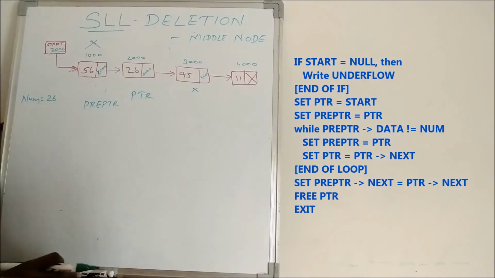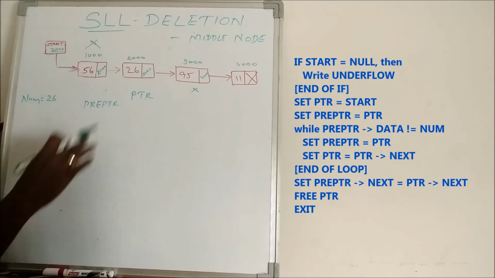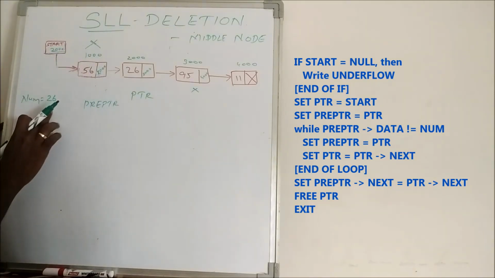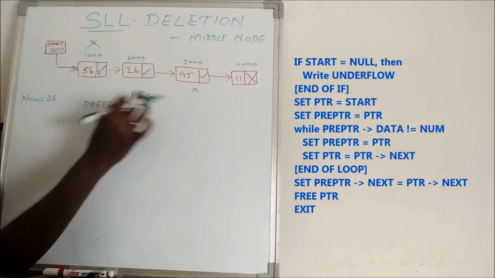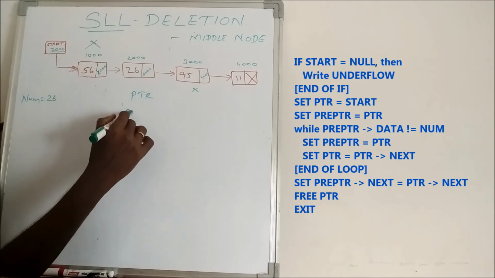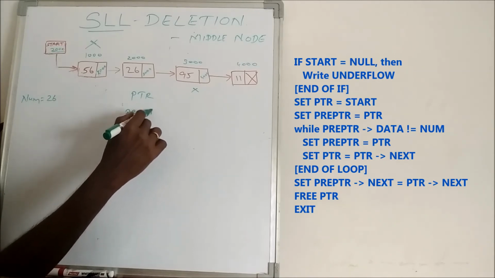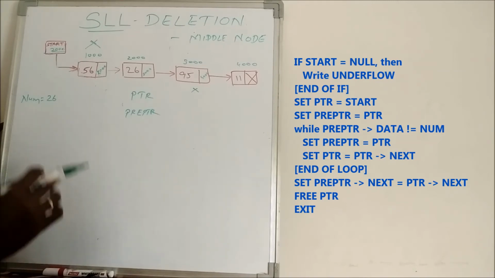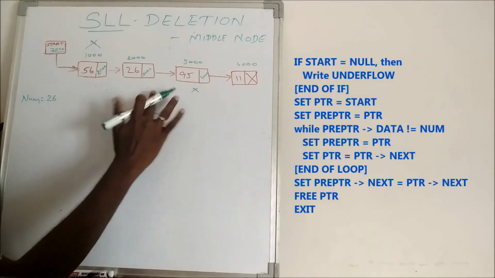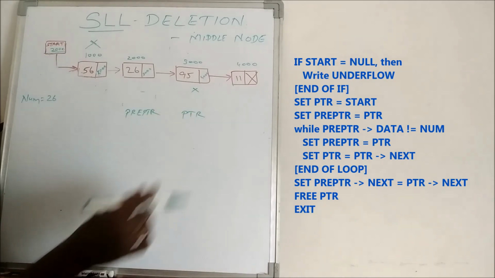Once again check the condition: pre-pointer data not equal to num. The condition is true. Now pre-pointer is equal to pointer. Now this is the pointer, and pre-pointer is equal to pointer means hereafter this is the pre-pointer. Next, again pointer is equal to pointer next.